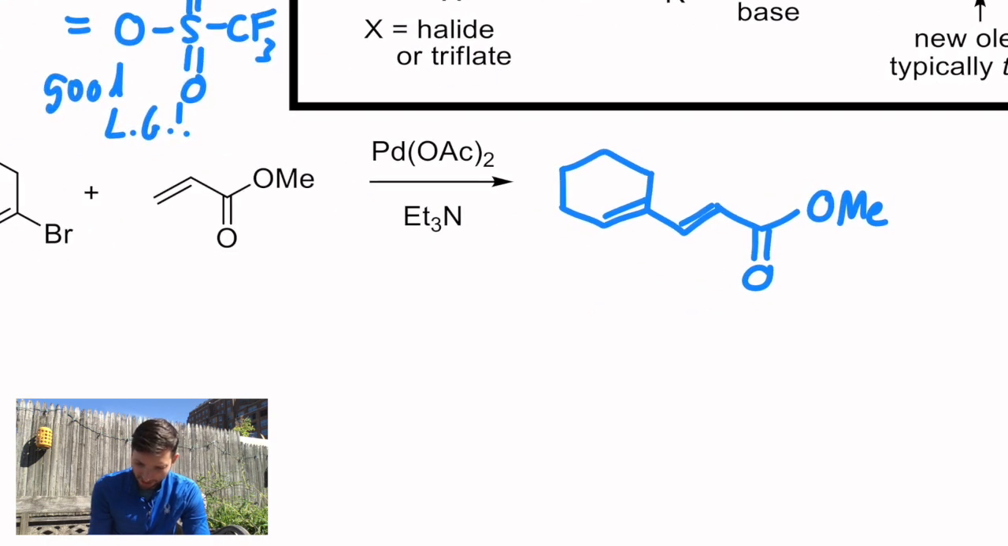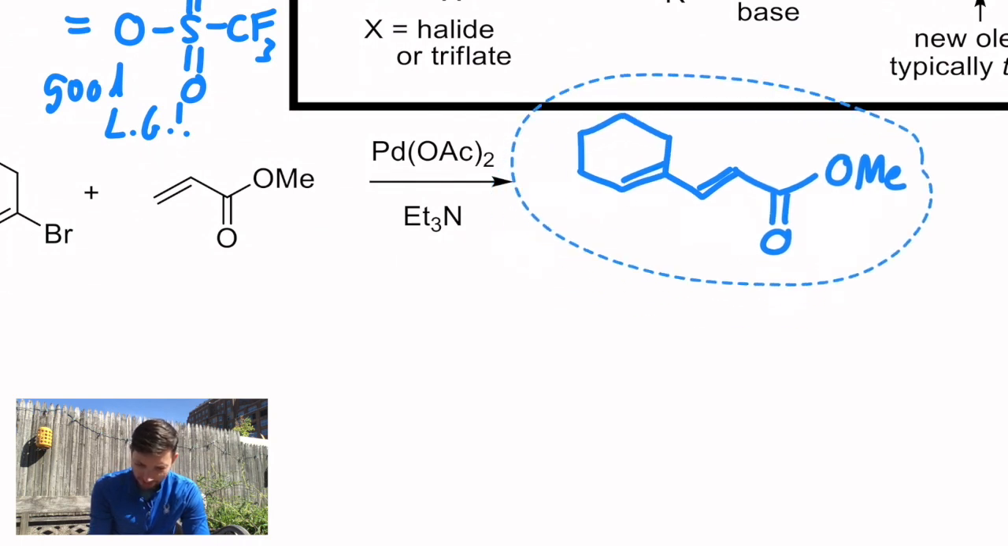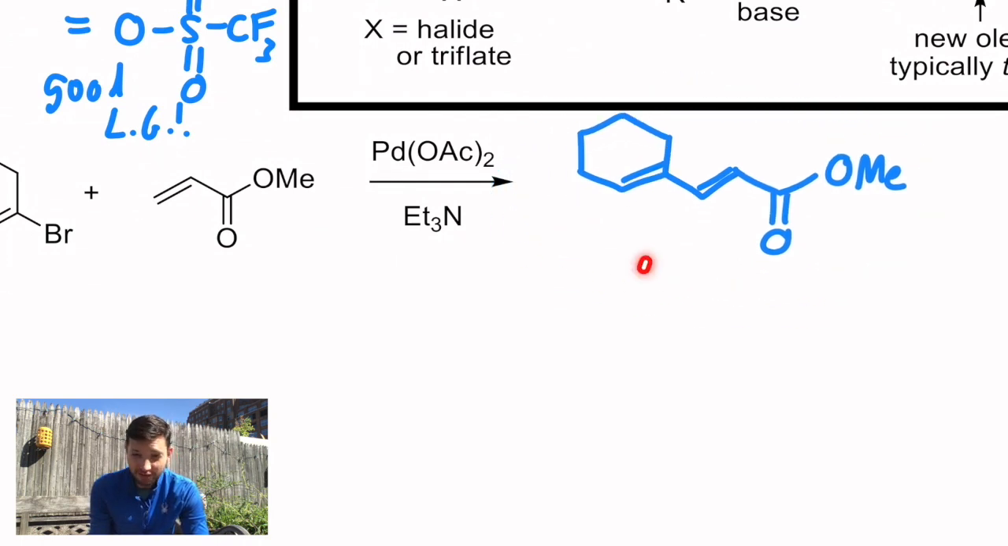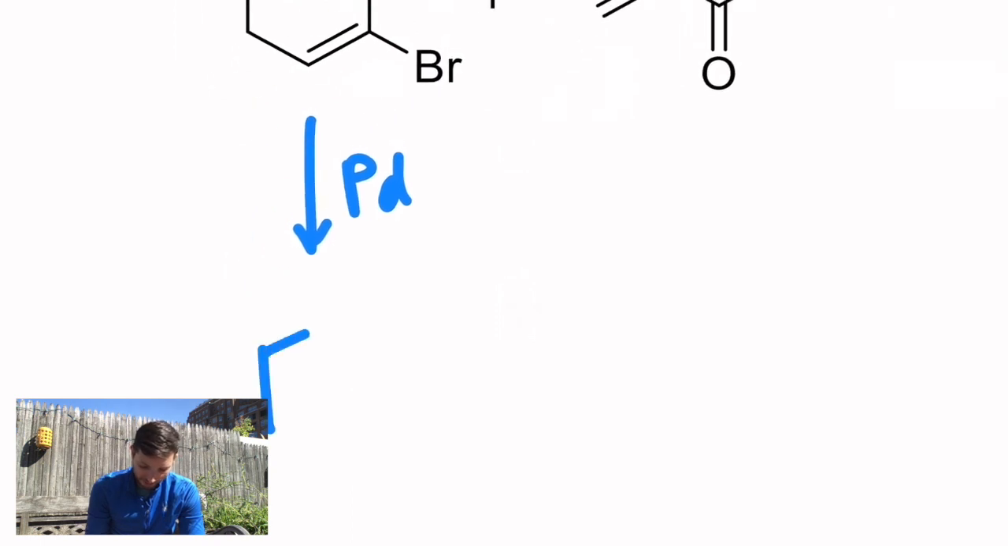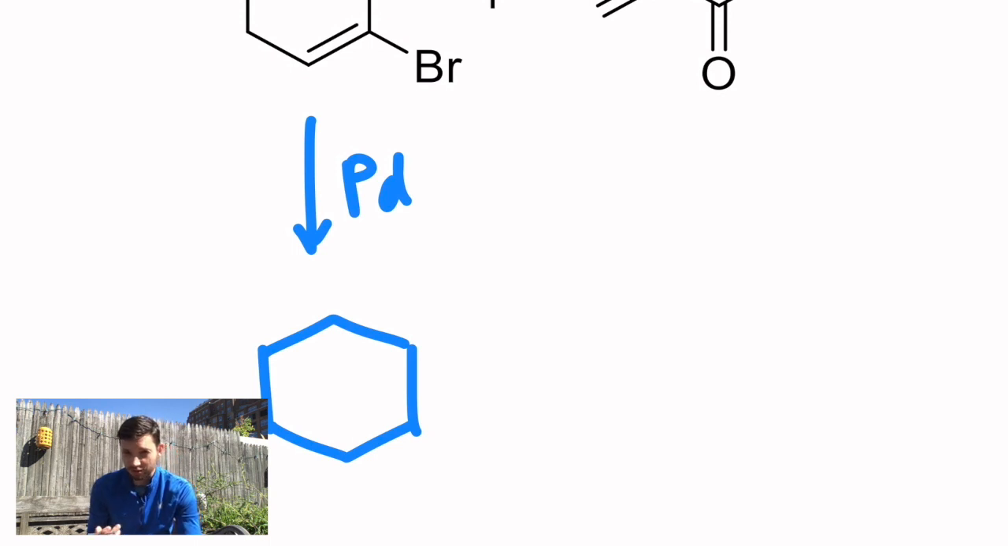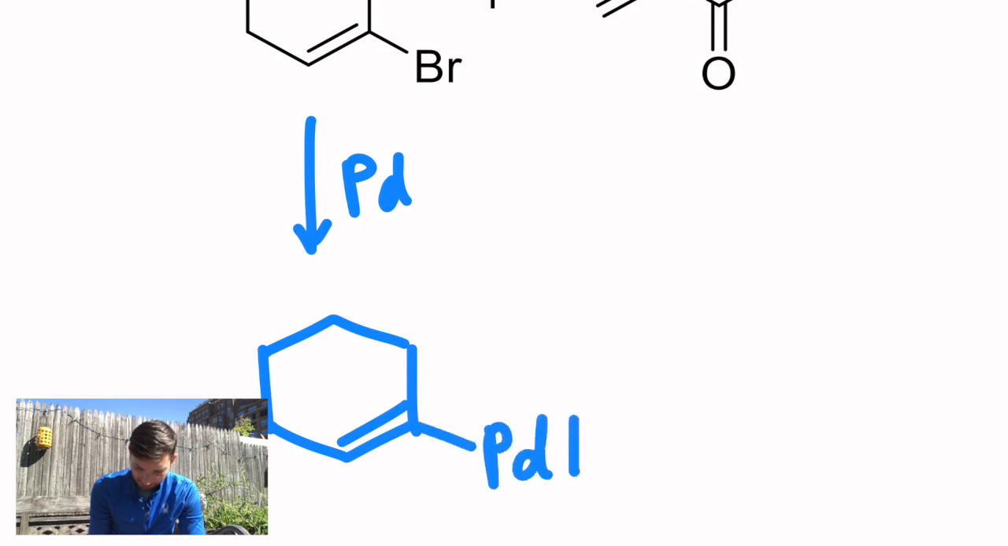There's the product that we get. New alkene, new carbon-carbon bond right there. And the mechanism first involves what's called an oxidative addition between the halide and the palladium. This should be reminiscent of when we made organometallics in the past. We made organomagnesium reagents, Grignards, organocopper reagents, cuprates. This is an organopalladium reagent. This is an oxidative addition.